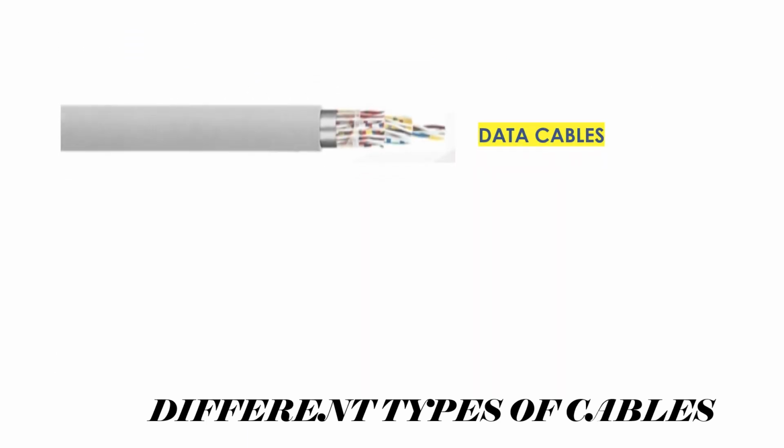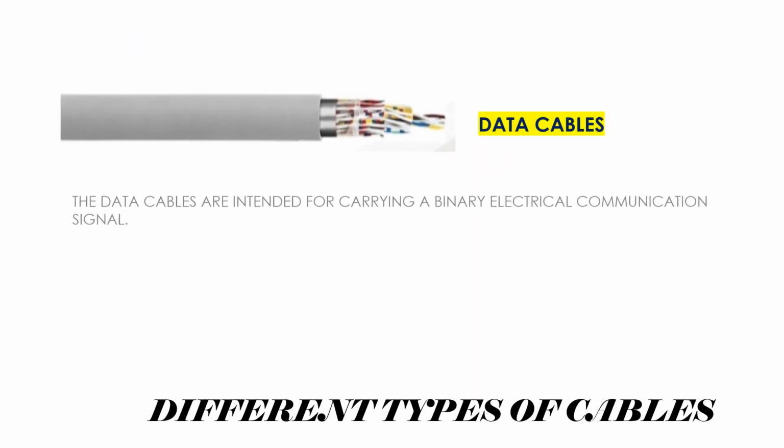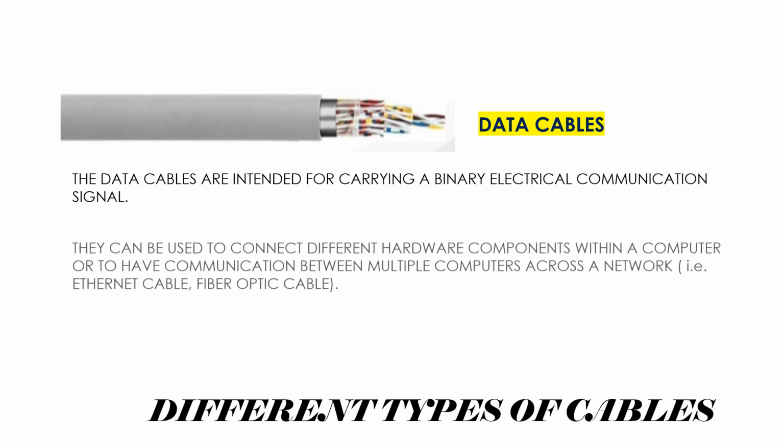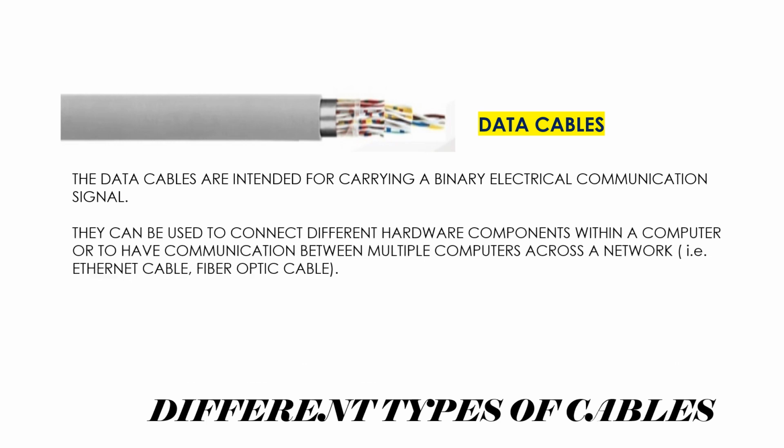Okay, and then the other, data cables. Data cables are intended for carrying a binary electrical communications signal. They can be used to connect different hardware components with a computer or to have communication between multiple computers across a network: internet cable, fiber optic cables, etc. So that's the different types of cables.